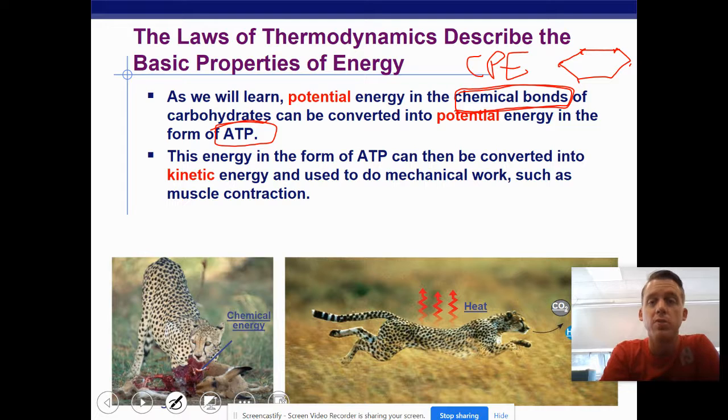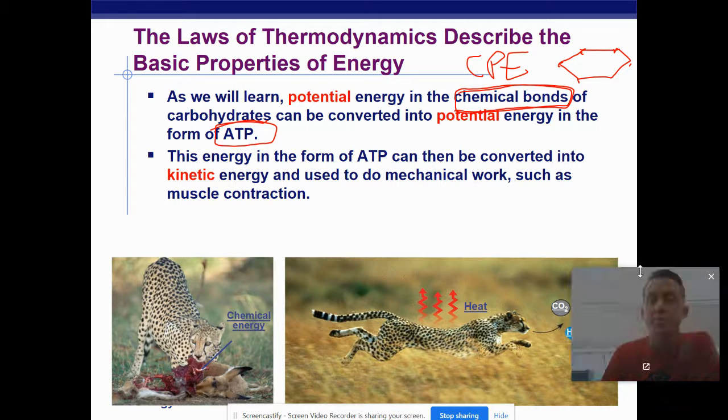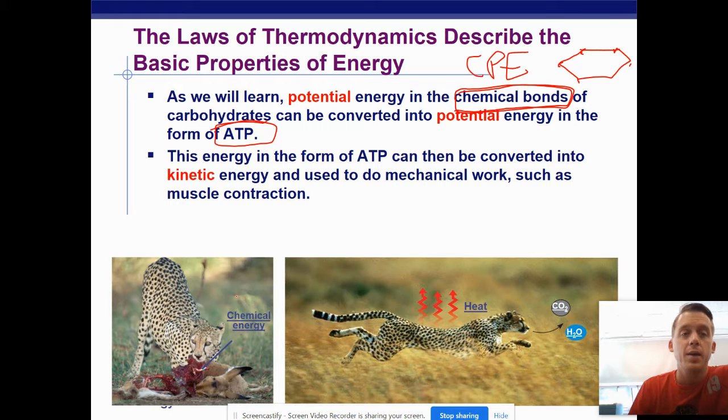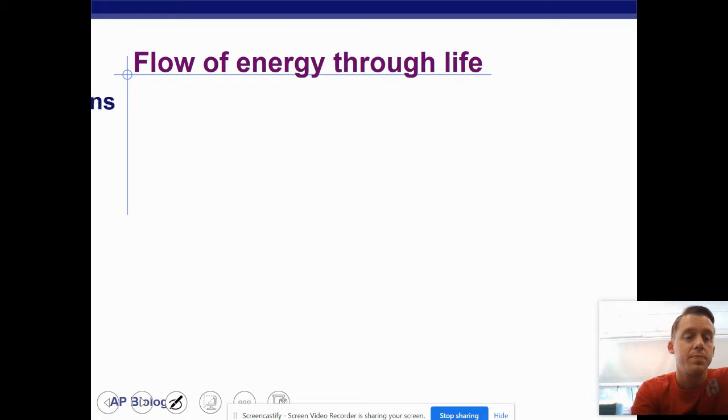ATP is the molecule of energy in all living things. All right, this energy in the form of ATP can then be converted into kinetic, which is used to do work. So we see that happening with the cheetah in the picture. The cheetah is eating chemical energy here, right, because the cheetah is eating food. So the food is the chemical energy. And then the cheetah can convert that chemical energy into ATP, and ATP can cause the muscles to contract, which will allow the cheetah to run. And then we can see releasing CO2 and water as it runs.